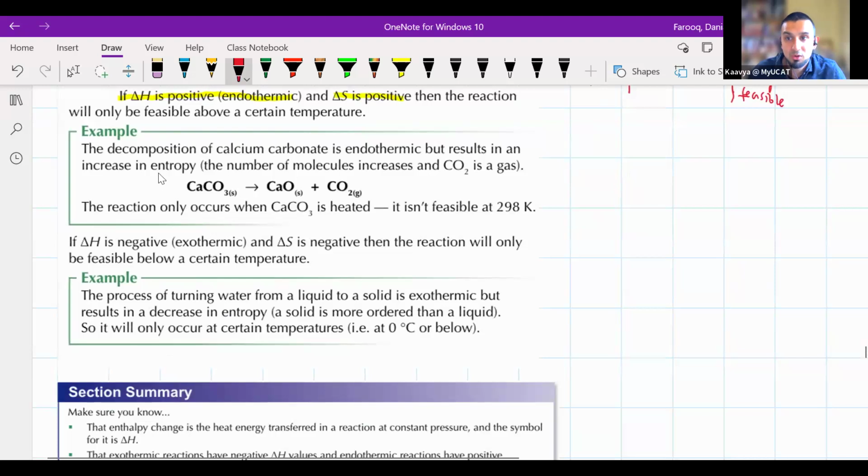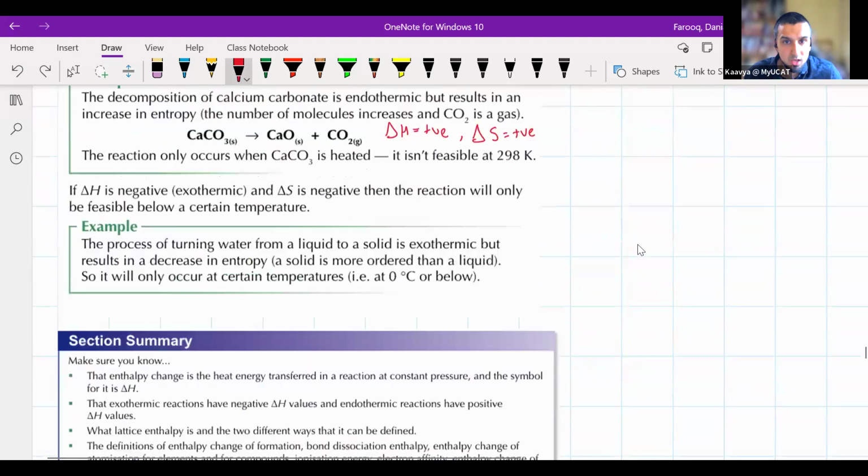So we have an example here then. The decomposition of calcium carbonate is endothermic, but results in an increase in entropy. So let's look at the example. It's endothermic, so delta H is positive. Increase in entropy, so delta S is positive. So then we have delta G.